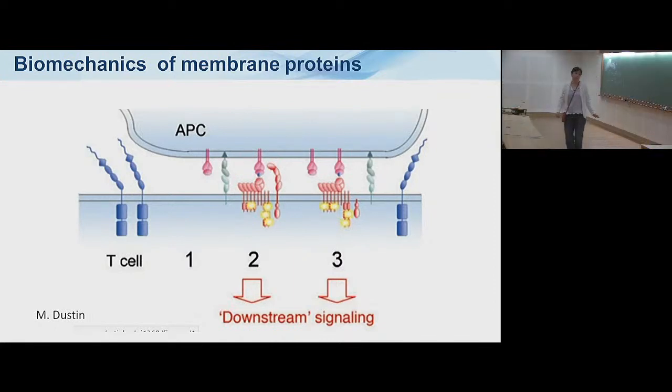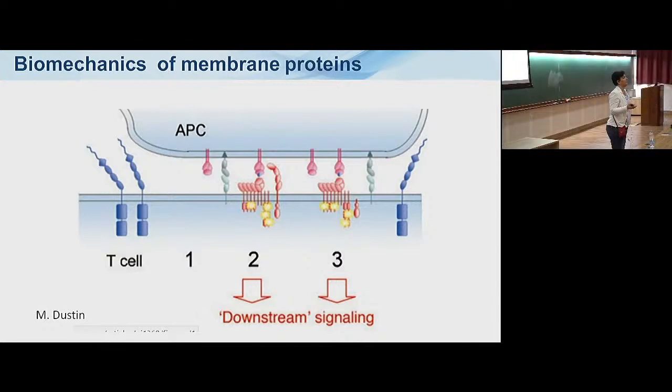It is really beautiful, right? It's certainly the picture of Mike Dustin, and I highly respect what Mike is doing. Mike is doing absolutely gorgeous work, but pictures like this are somewhat misleading. They give you an impression that the membrane is just a plane, right?